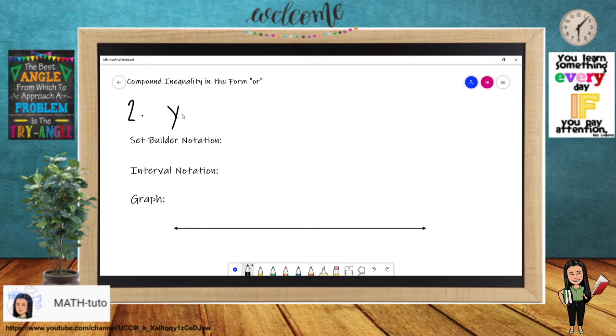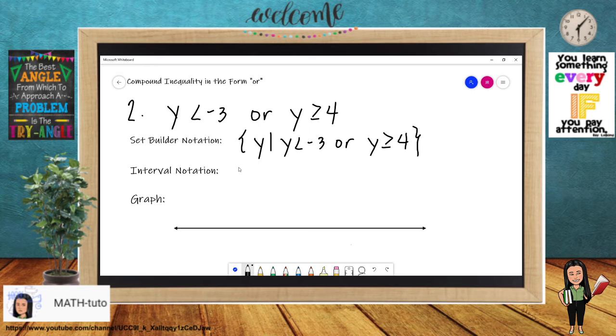Okay. y is less than negative 3 or y is greater than or equal to 4. Okay, that is our compound inequality. So, in set builder form, the set of all y such that y is less than negative 3 or y is greater than or equal to 4. Okay, let us sketch the graph.